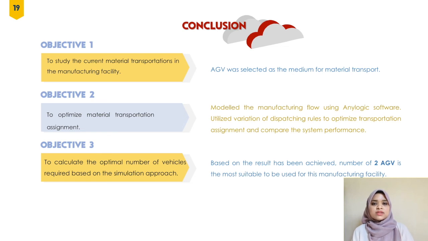The second objective is to optimize the material transportation assignment by modeling the manufacturing flow using AnyLogic software, utilizing variations of dispatching rules to optimize transportation assignment and compare the system performance. The third objective is to calculate the optimal number of vehicles required based on the simulation approach. It has been decided that 2 AGVs is the most suitable number to be used for this manufacturing facility.